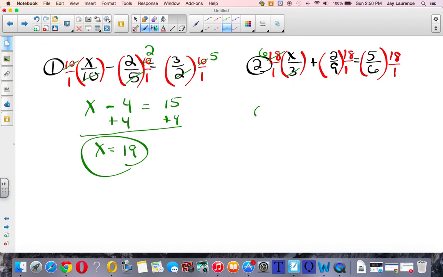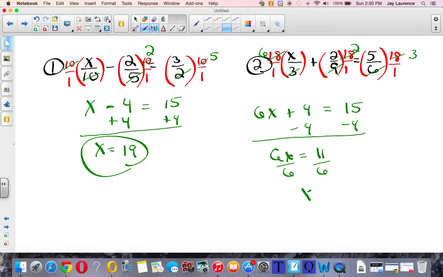6 times x would be 6x. Here we get 9 into 18 2 times. 2 times 2 is 4. Okay, and then 6 goes into 18 3 times. 3 times 5 is 15. Now we have a two-step equation. I'm going to subtract 4 from both sides. I'm going to get 6x is going to equal 11. I'm going to divide by 6, and x is going to equal 11/6, or you can think of that as 1 5/6, right?